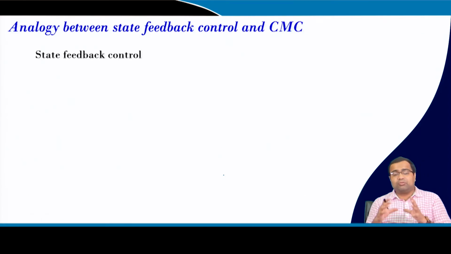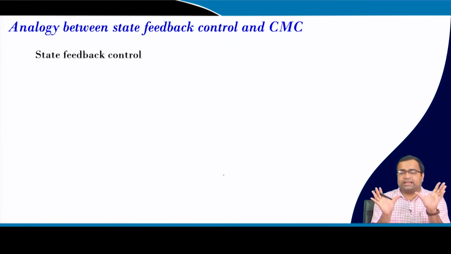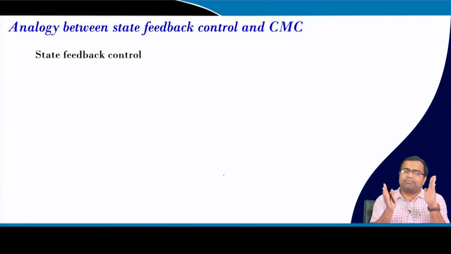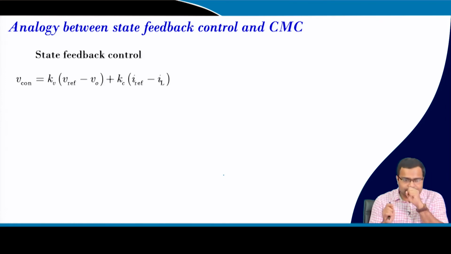Now, we want to make an analogy. Can we frame this current mode control into a state feedback control? Because in current mode control, we also sense both inductor current and output voltage, which are considered to be the states of the system. In state feedback control also we sense inductor current and output voltage. So, whether they are the same or different, or can we frame one into the other form or not, that is what we are going to discuss.